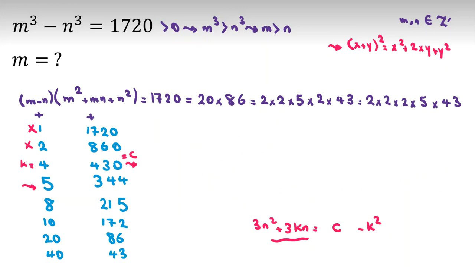I've reached that n squared plus kn equals (c minus k squared) over 3. And for this one, let's check. C is 344 minus k squared. Minus 5 squared will be 1. It should be multiple of 3.